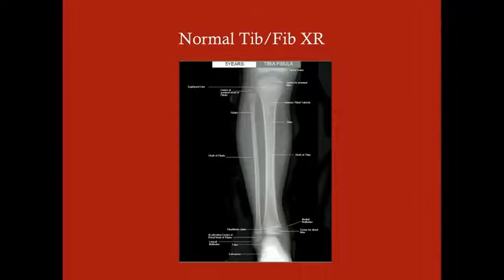Okay, so this is a normal tibia fibula X-ray, and this is in a child. So you know it's in a child because you can see the growth plates here on both ends.